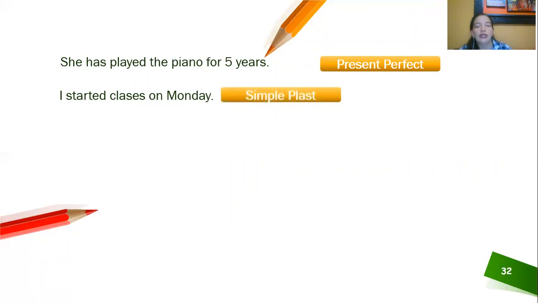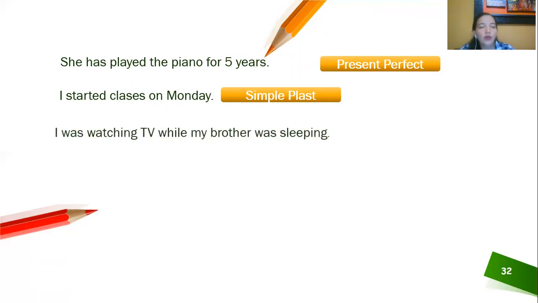Right. It is simple past, an action that started and finished in the past, in this case, on Monday. I was watching TV while my mother was sleeping. What tense is this? I was watching TV while my brother was sleeping. This is past progressive, right? I usually use while or when, and it is in progress for a time in the past.